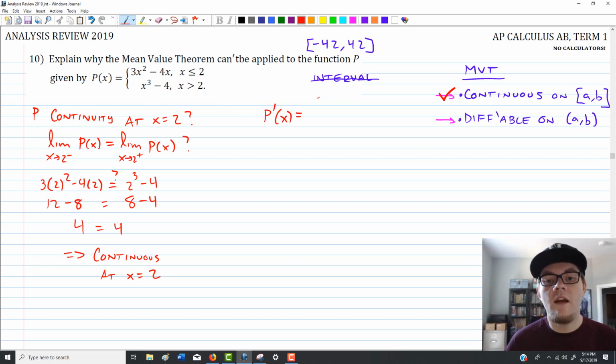So it would help to first calculate out what p prime of x is equal to. It's going to be 6x minus 4 when x is less than or equal to 2, and it'll be 3x squared when x is greater than 2.